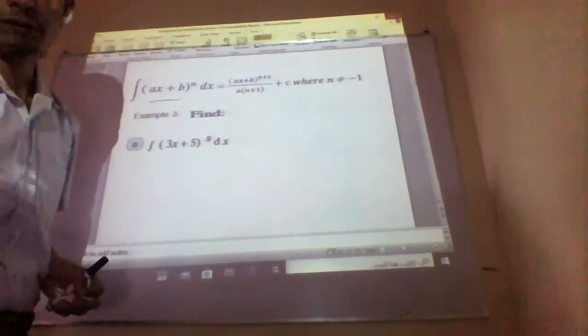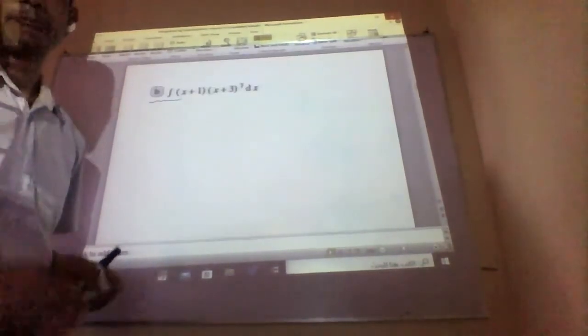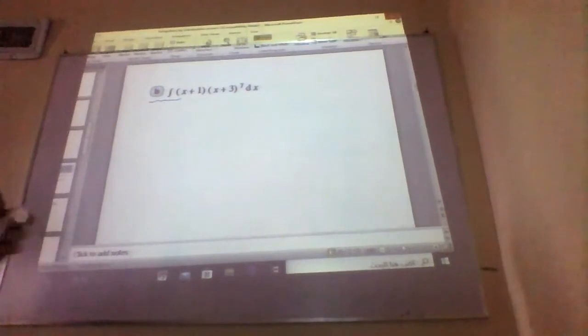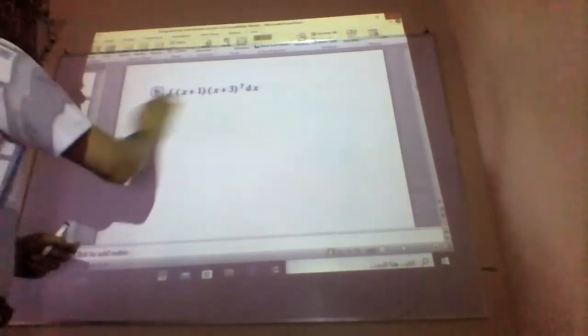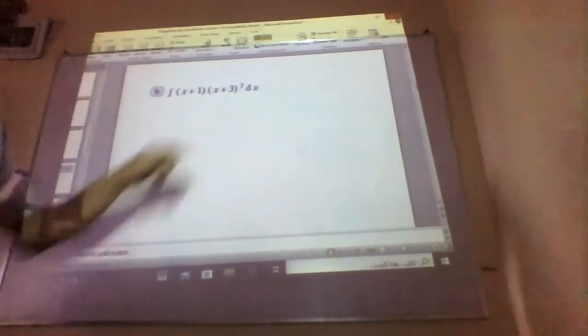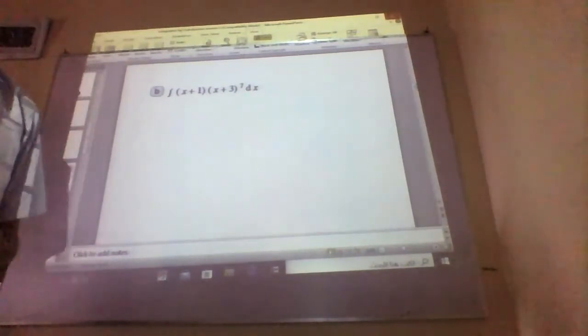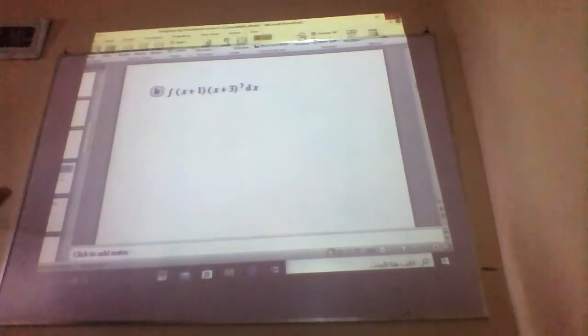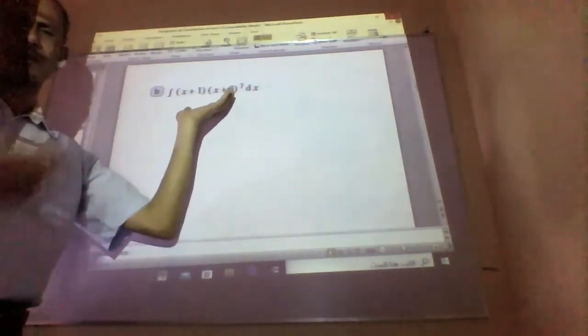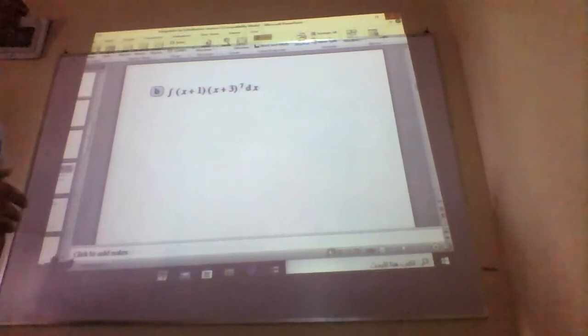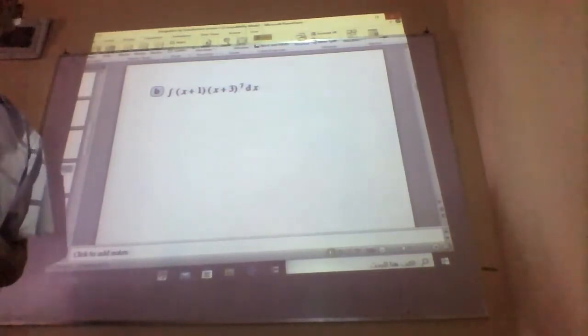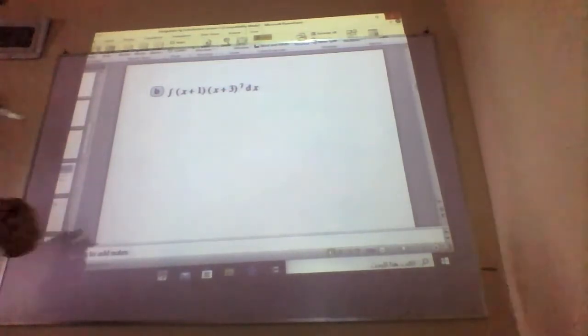Another example. Integration of (x plus 1) multiplied by (x plus 3) all power 7 dx. It is not in the form we had before. How can we integrate it?